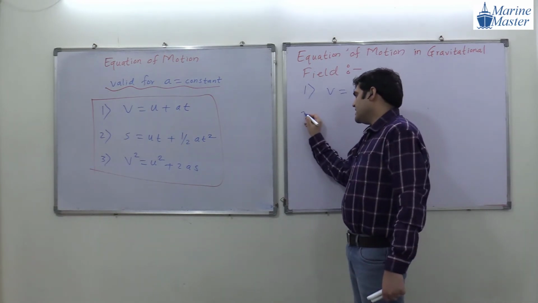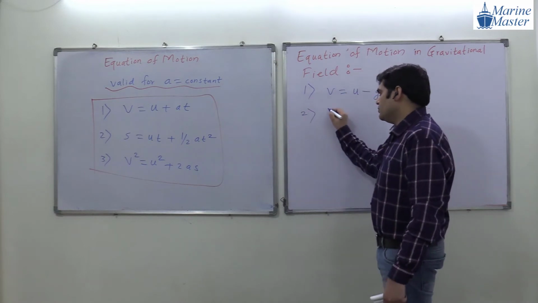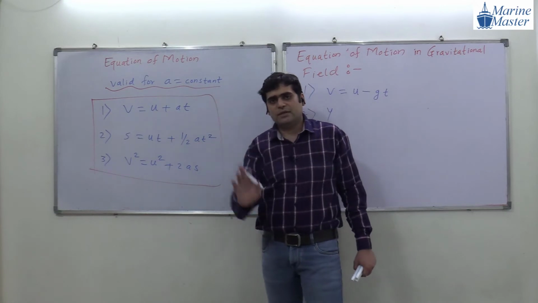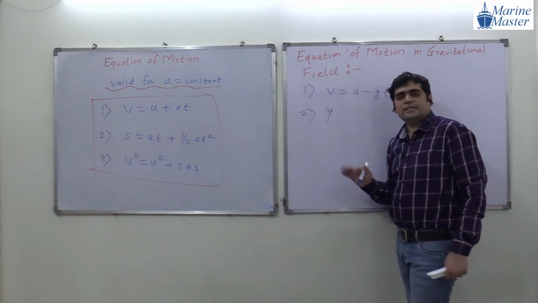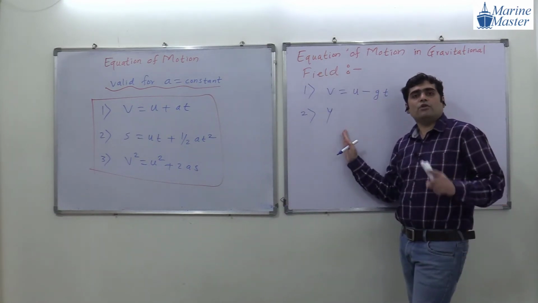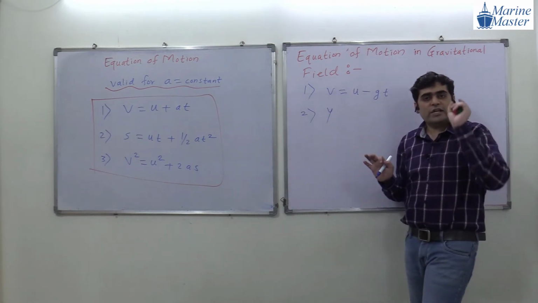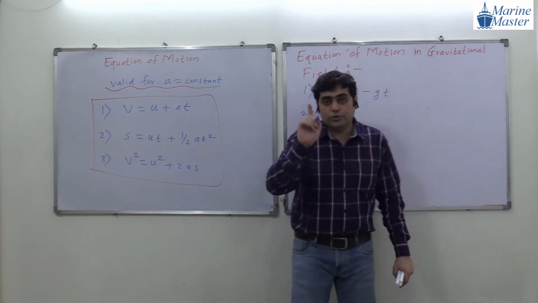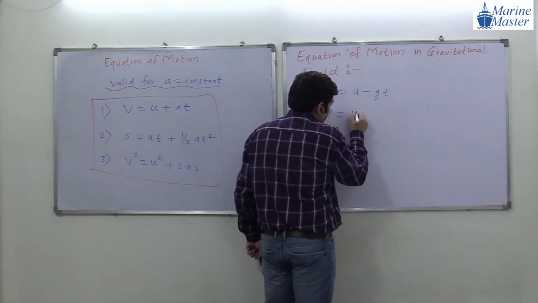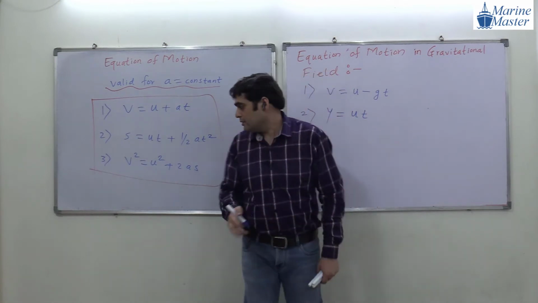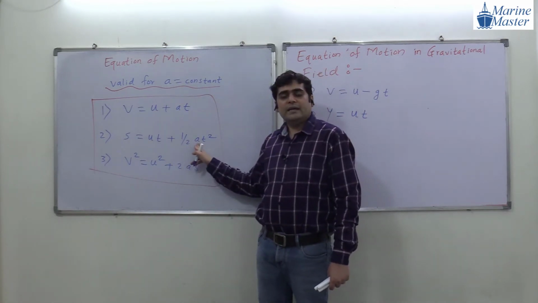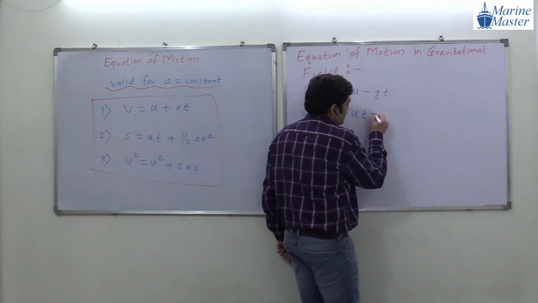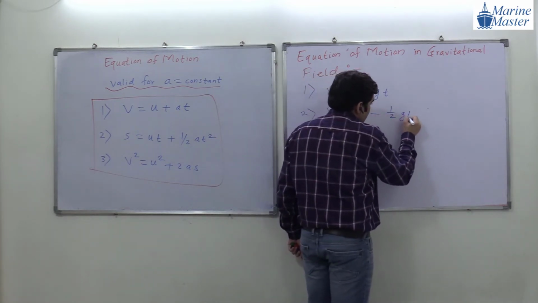Then second, instead of s, we will use y. S means any displacement, just a displacement. Y stands for vertical displacement. So y is equal to ut, where t means time, then half, and instead of a, replaced by minus g, so minus half gt square.